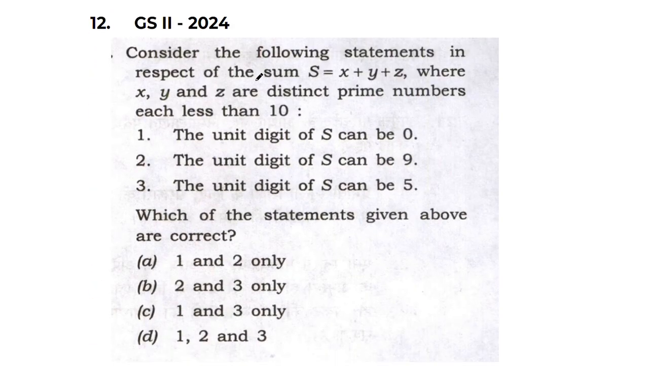12th one. Consider the following statements in respect of the sum S is equal to x plus y plus z, where x, y, z are distinct prime numbers less than 10. Each distinct prime number is less than 10, and the unit digit of S, this is the condition they have given. Three statements are given, and they are asking how many statements are correct. Before looking at the statements, we will first solve the question. They are telling us S is equal to x plus y plus z, where x, y, z are prime numbers less than 10.